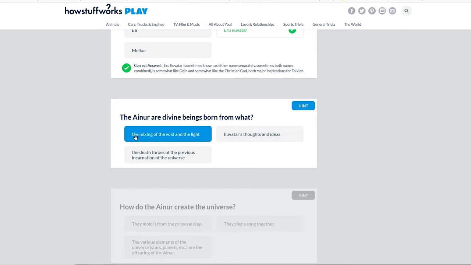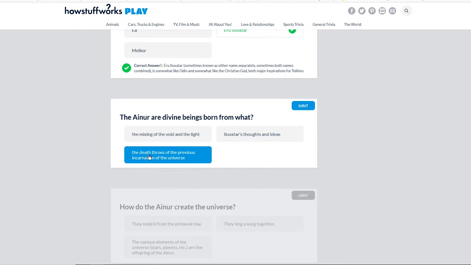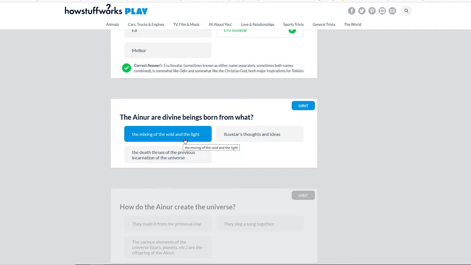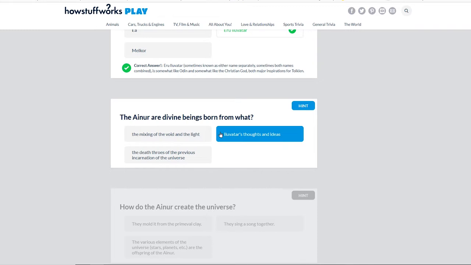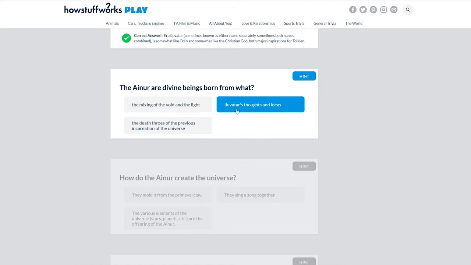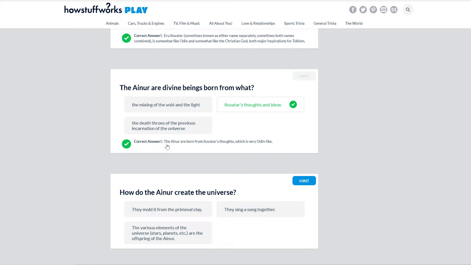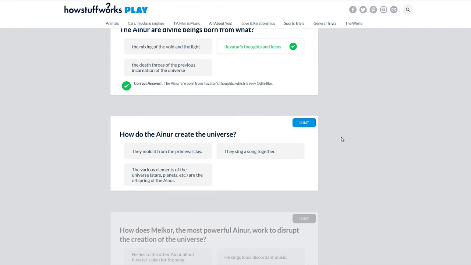The Ainur are divine beings born from what? The mixing of the void and the light, Ilúvatar's thoughts and ideas, the death throes of the previous incarnation of the universe. I would have said Ilúvatar's music, because in the first chapter, they always talk about the music and the melodies that they create. Second best thing should be Ilúvatar's thoughts and ideas, because, let's see, okay, yes, the Ainur are born from Ilúvatar's thoughts, which is very Odin-like. I don't know, maybe.